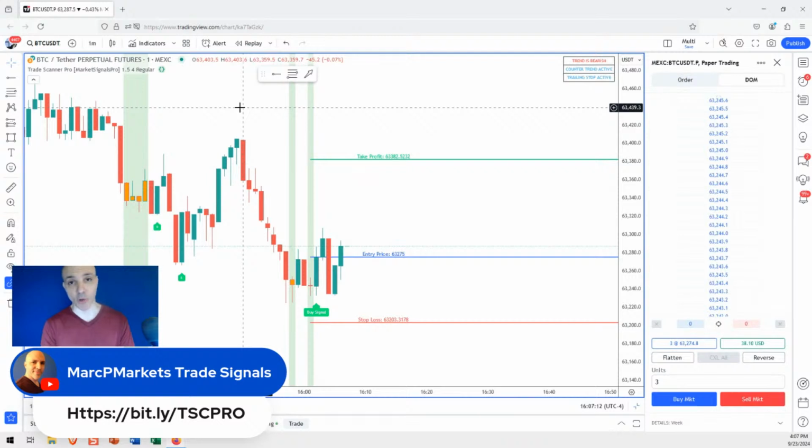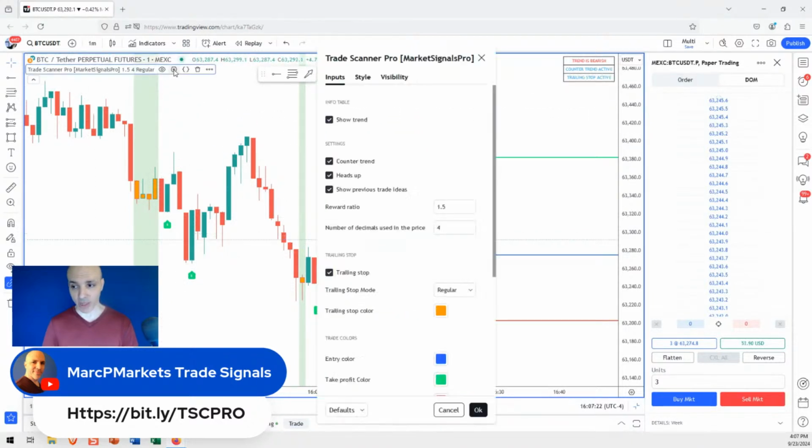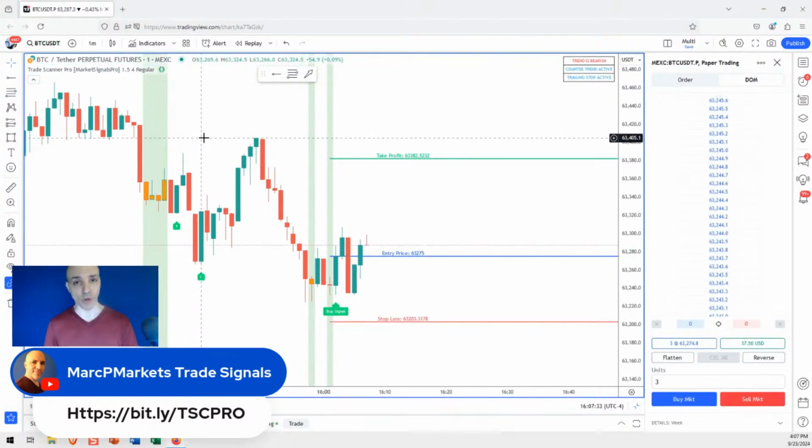Some examples I've shown here have been way more than the 1.5 to 1, which is what this thing is typically set at. By the way, if you want to change that 1.5 to 1, you can easily do that from your settings panel. You simply go here, and where it says reward ratio, you can change that to whatever you want, and it'll place the orders. So you can change that to 2, so that's 2 to 1. You could change that to 3, that's 3 to 1. You could change it to 1, that would be 1 to 1. So you have that control.